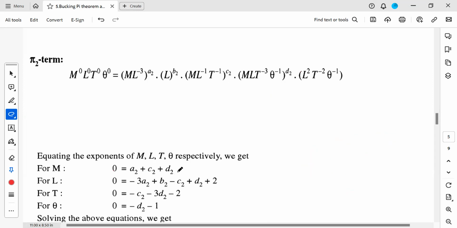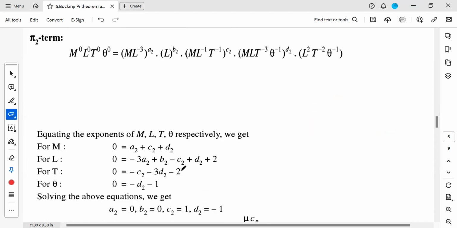Apply the same procedure for the pi 2 term also. Let us consider the pi 2 term and equate the powers. By equating the M powers, you will get this equation: a2 plus c2 plus d2. Equating the powers of L, you will get this equation: minus 3a2 plus b2 minus c2 plus d2 plus 2. Similarly, equate the powers of T: minus c2 minus 3d2 minus 2.